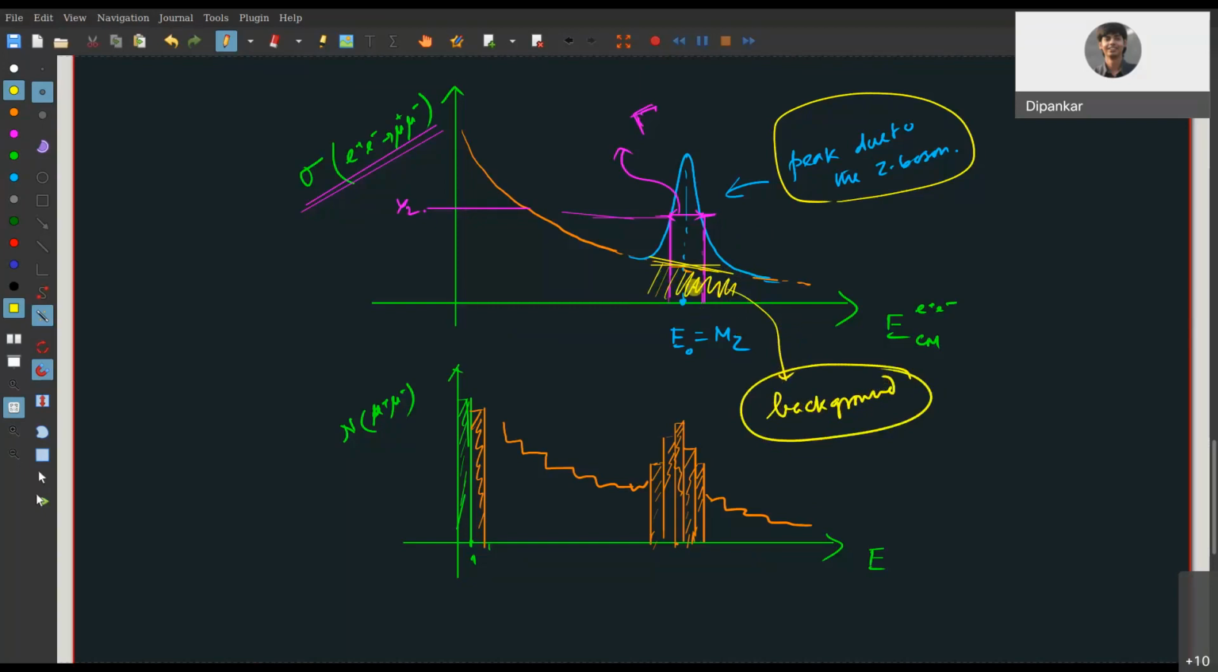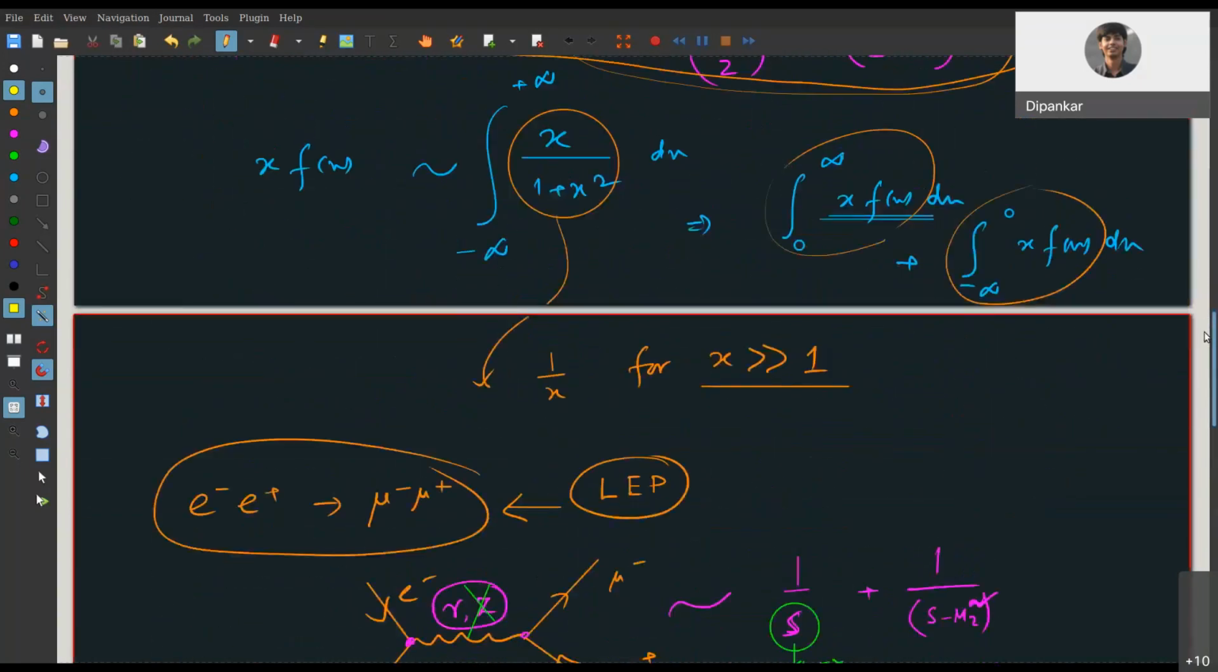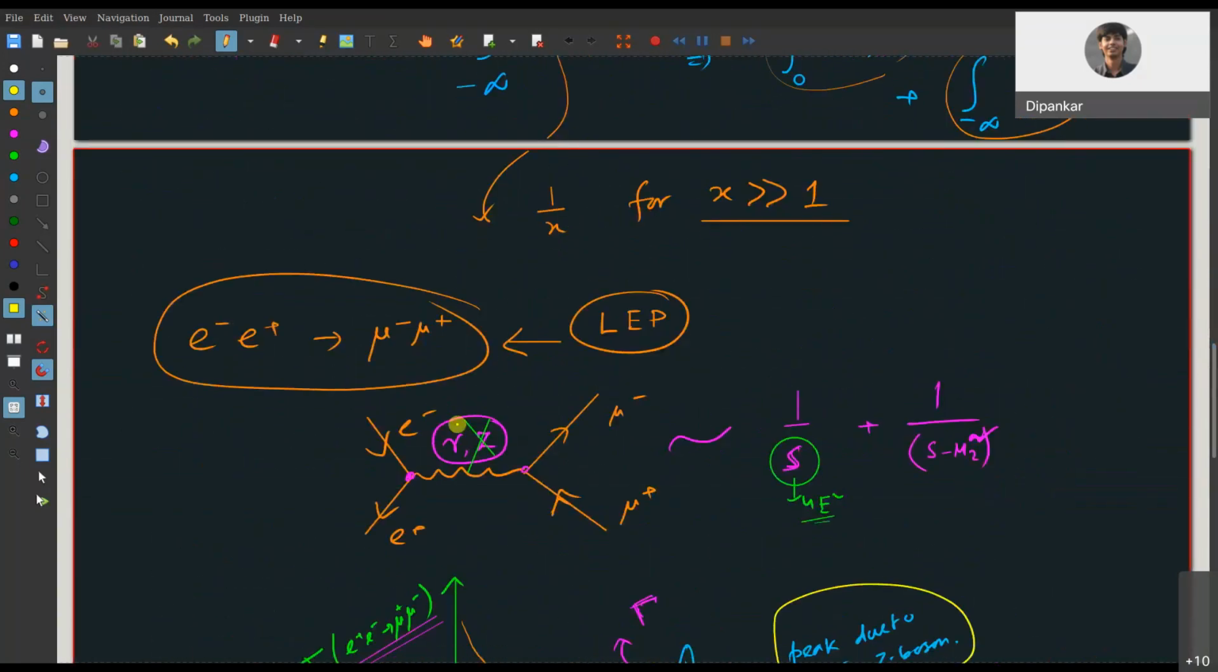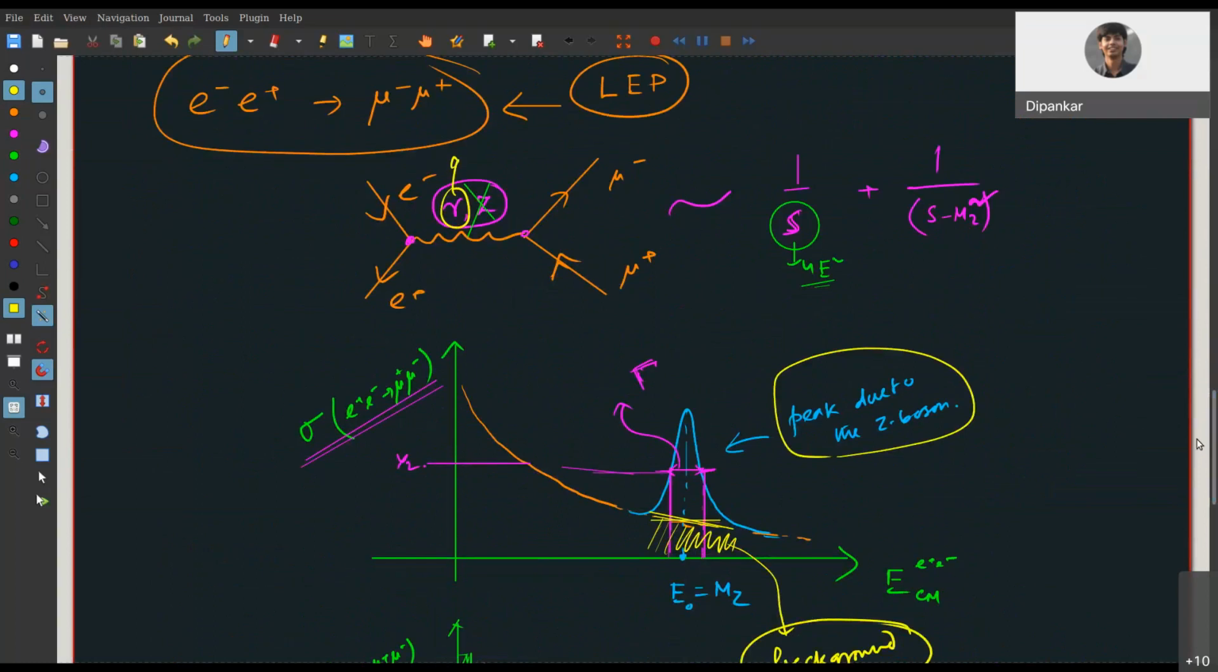Okay. So these mu plus mu minus are coming from this photon channel diagram. They are not coming from the Z mediated diagram. They are coming from this photon mediated diagram. If I want to isolate my data of interest, then I need to figure out how to isolate my background events from my signal events.